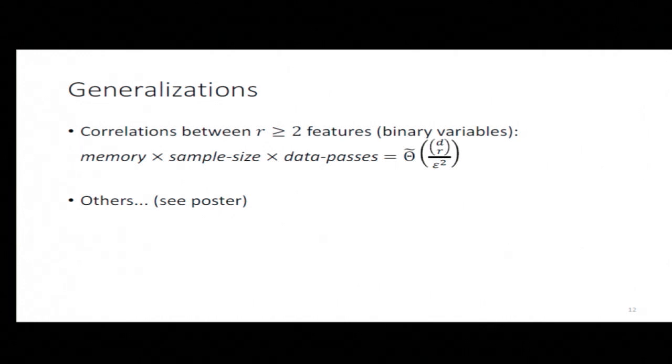So here are some generalizations for this setting. In the case where you want to find correlations between more than two variables, between R variables, a similar theorem holds when you replace d squared with d choose R, where d choose R is the number of R-tuples of features. And this means that in order to get close to optimal accuracy, using just one pass over the data, you need a memory of size roughly d choose R. And there are other generalizations that we can discuss in the poster session.